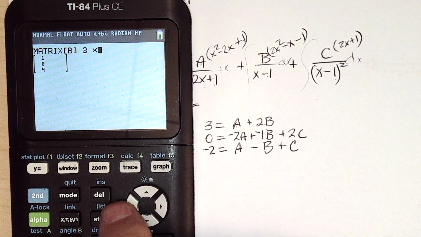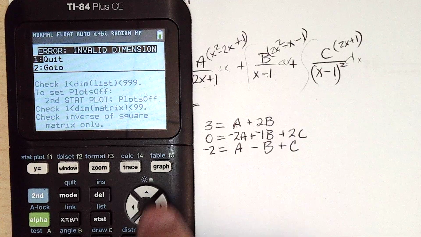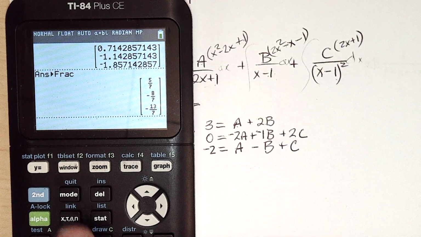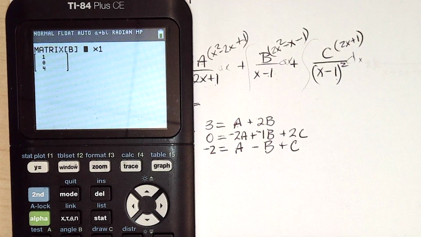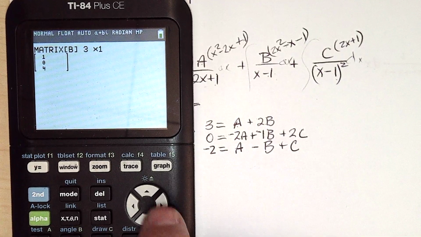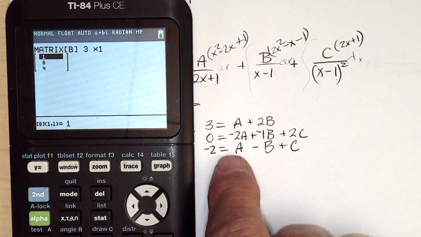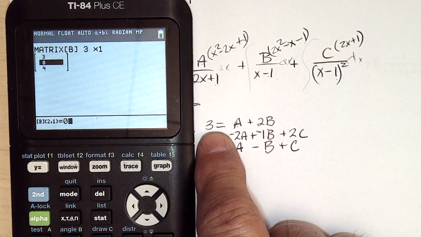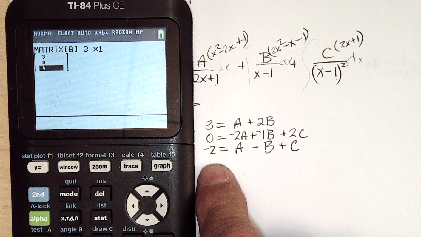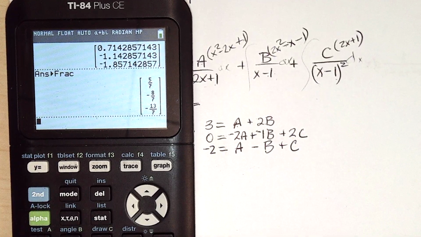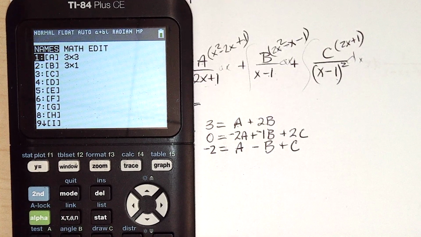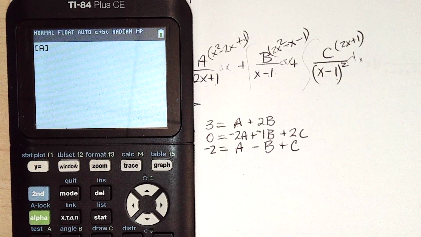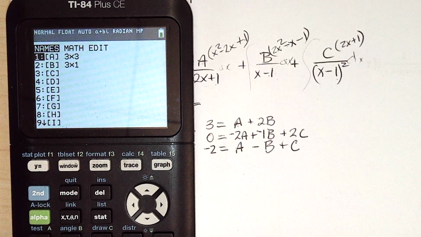Oop, I messed up. Second matrix, edit, B. I want to do a 3 by 1. I forgot to get over into the matrix. Enter. 3. Enter. 0. Enter. -2. Enter. Second quit. My answer is going to be matrix A inverse. That's the x to the -1 button. Matrix B.